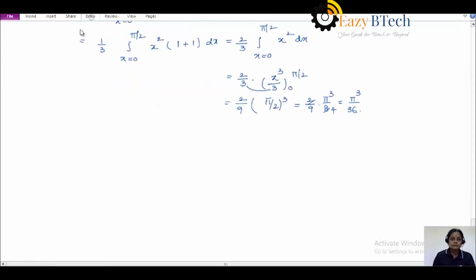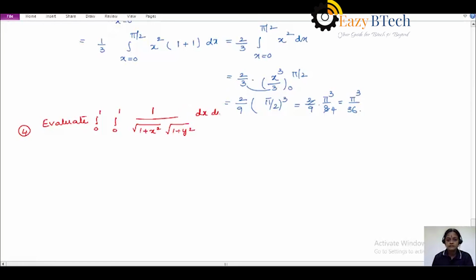The fourth problem. Evaluate integral 0 to 1 and again integral 0 to 1, 1 by root of 1 plus x square and root of 1 plus y square, dx dy.